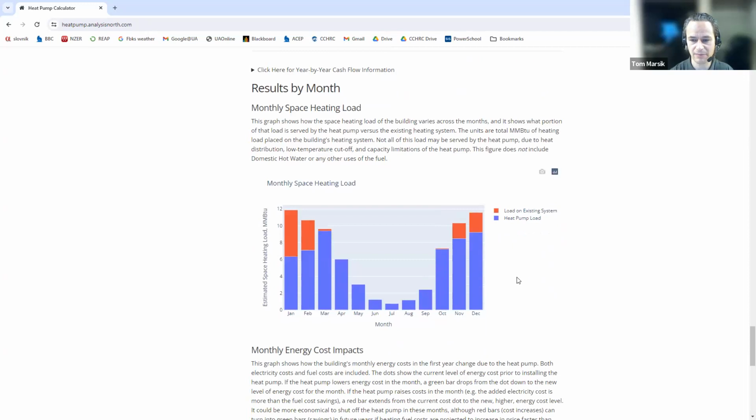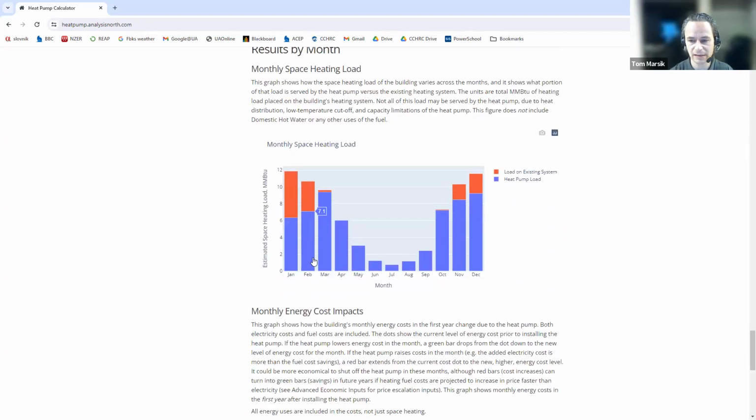Results by month. Here, the blue part indicates how much heat is coming from the heat pump. The red part, how much is coming from the existing, in our case, natural gas system. The reason it's not as much in months like January is because when you have temperatures below 5 degrees Fahrenheit, we chose in here that the heat pump is not going to be running, unlike months like March, where it's warmer outside, so the heat pump is going to be running a bigger portion of the time. So as you can see in Anchorage, a very large portion of the heating load can come from the heat pump.